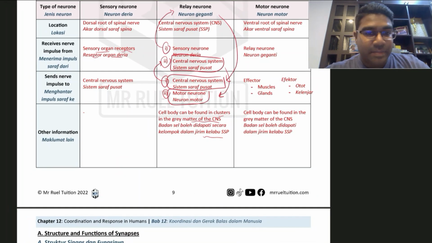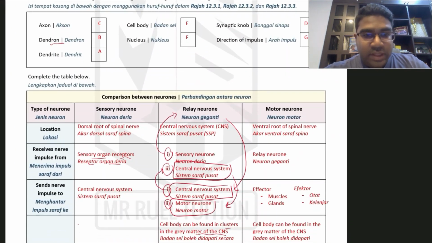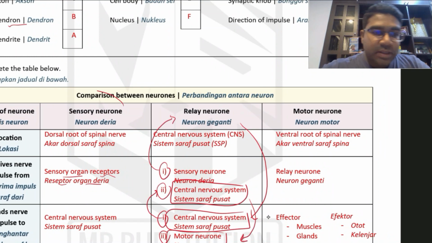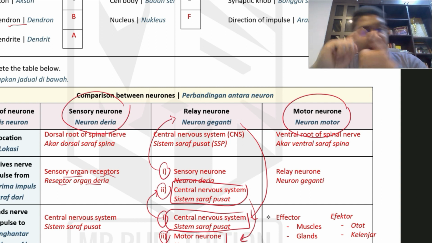So this is the special things lah. Bila dia keluar dalam exam, dia suka tanya perbandingan antara ini dengan ini, neuron deria dengan neuron motor. In exams, they love to ask the comparison between sensory neuron and motor neuron. Now, mostly the sample answer in the mark scheme, kebanyakan contoh jawapan dalam skema ialah dia ada kedudukan badan sel, position of cell body.